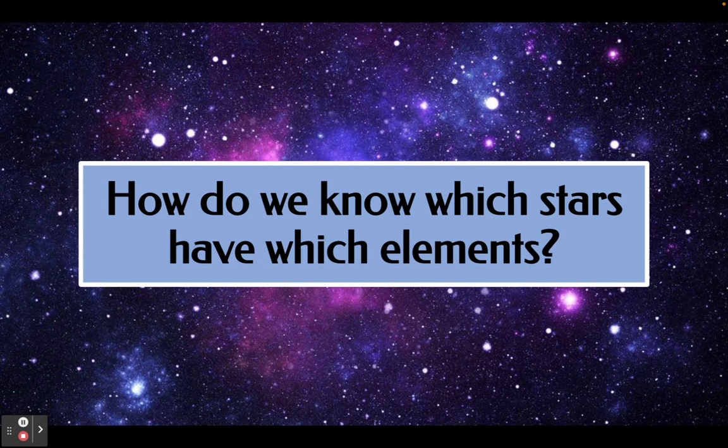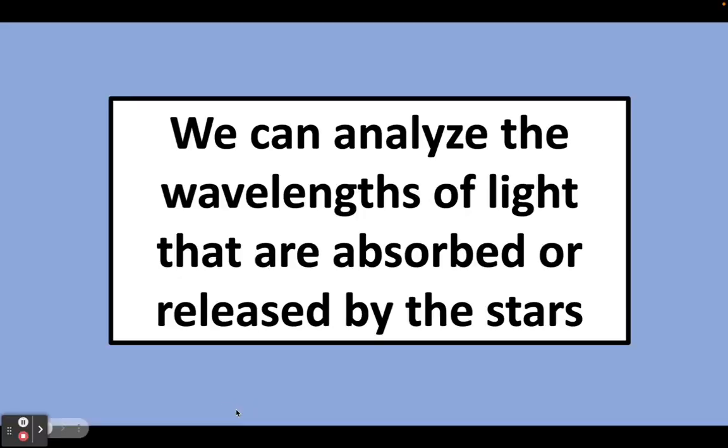So how do we know which stars have which elements? Well, we can analyze the wavelengths of light that are absorbed or released by the stars themselves. What this means is that depending on what elements are in a particular star, different wavelengths of light are absorbed or released from the stars. If we can detect which bands or wavelengths of light are absorbed or released by the stars, we can then indicate what elements must be in there to give us that result. Okay.